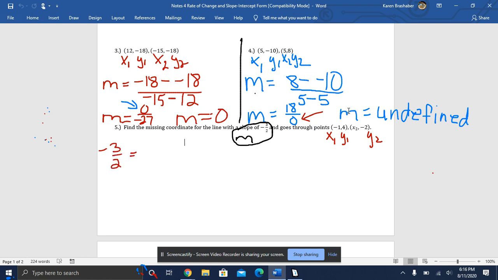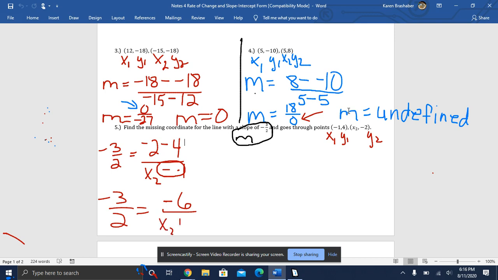And I'm going to set that equal to y2, which is negative 2, minus y1, which is 4, over x2, which is what I don't know, minus x1, which is negative 1. And so I'm going to simplify that numerator. Negative 2 minus 4 is negative 6. And I'm going to get rid of this double sign. I had a minus negative, so I'm going to change that to a plus sign.